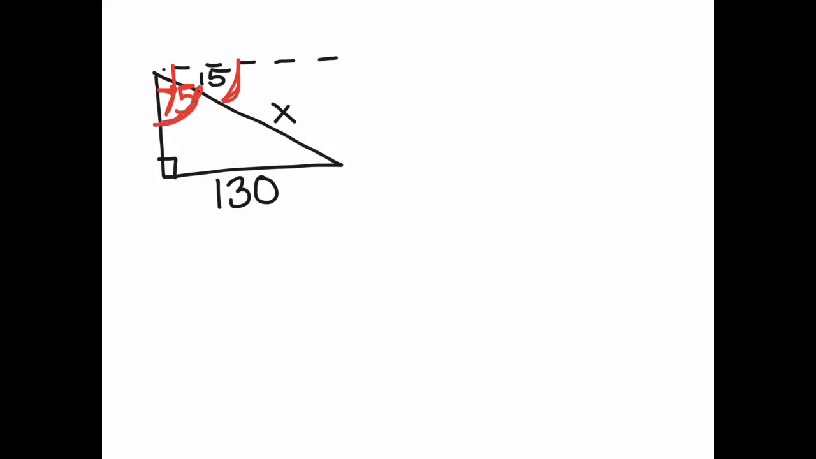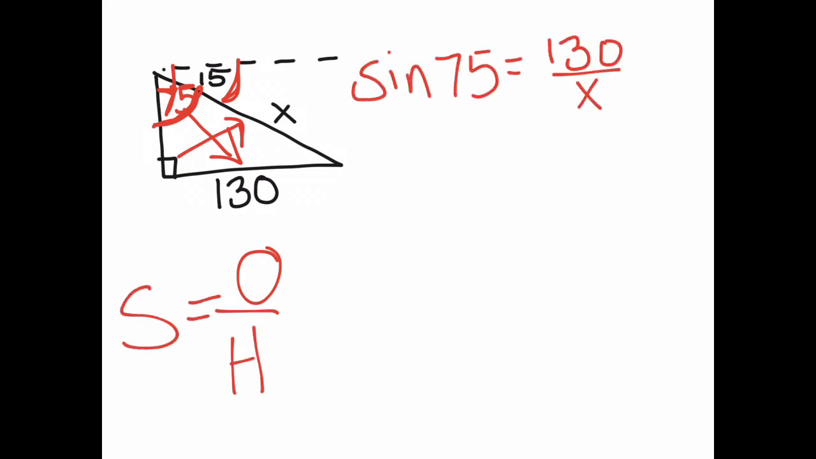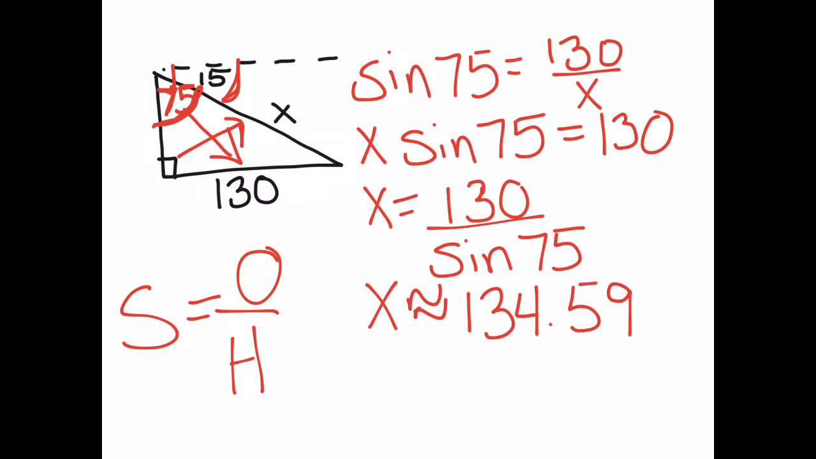And we can use this angle here of 75. We'll go opposite leg, which is 130, and the x is actually the hypotenuse. And opposite and hypotenuse is always the sine. So the sine of 75 is 130 over x, and then we'll solve this using algebra. And what we get is that x is approximately 134.59, which rounds to 134.6.